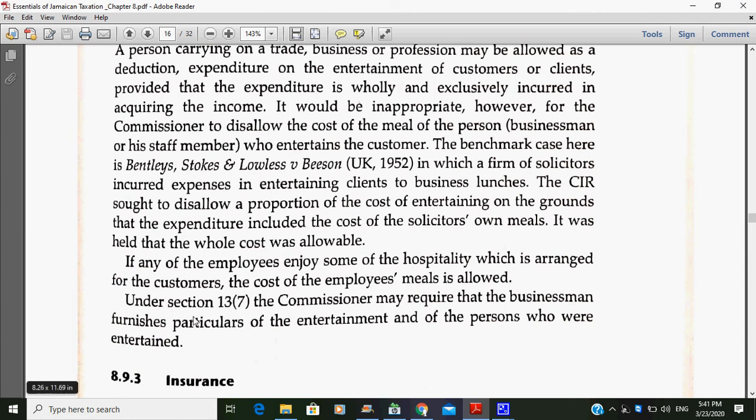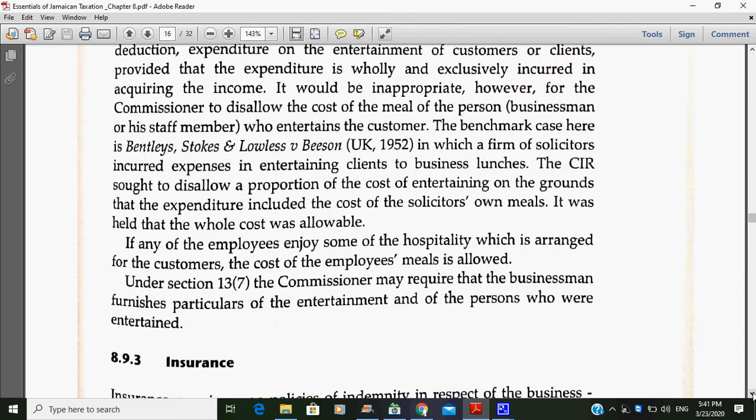Under Section 13, the Commissioner may require that the businessman furnishes particulars of the entertainment and of the persons who were entertained as well. Now, this is tricky.